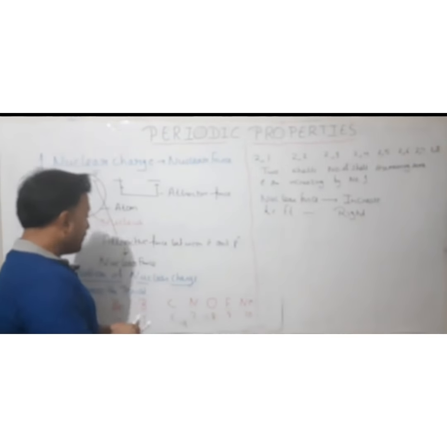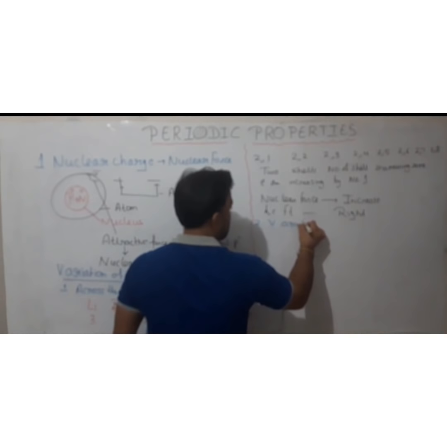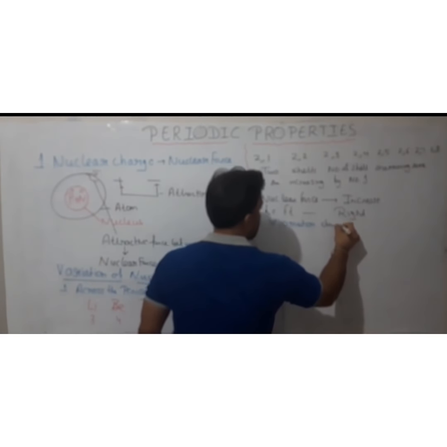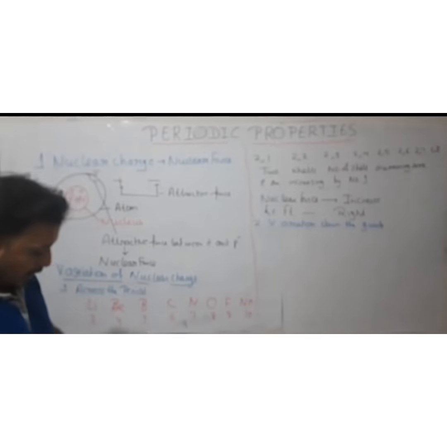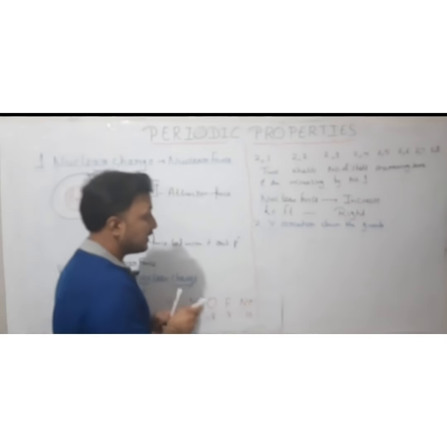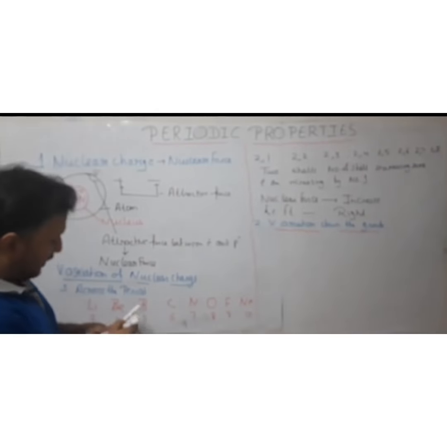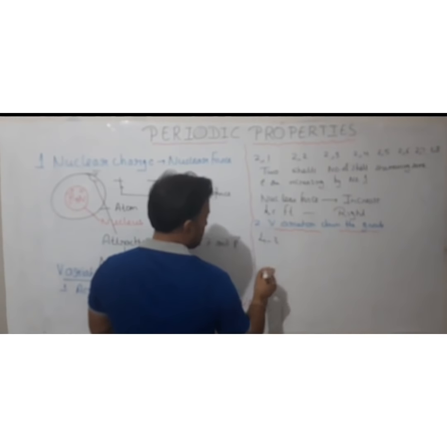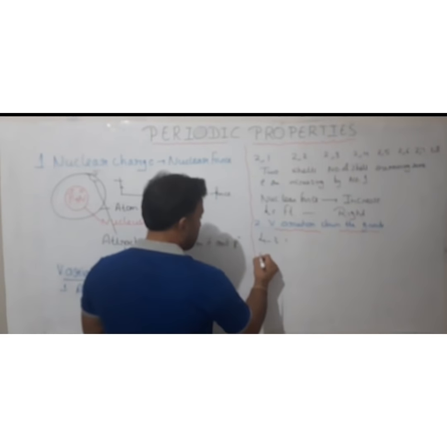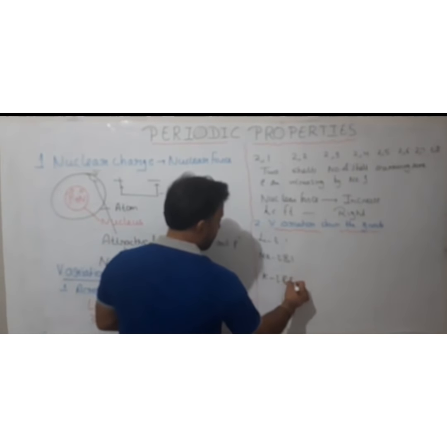Now we move to the other part, that is the second variation, the variation down the group. When we say variation down the group, it means that within the same group we are talking about how the elements' nuclear charge is going to vary. Okay, now I am going to explain it with an example. Lithium is present in the first group with atomic number 3, configuration 2, 1. Then after lithium, the next element is sodium in the same group. Configuration is 2, 8, 1. After sodium, potassium is there, that is 2, 8, 8, 1.